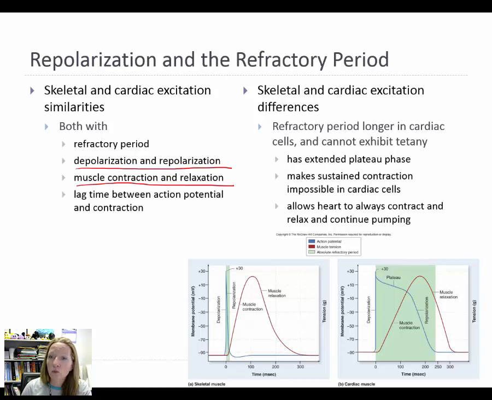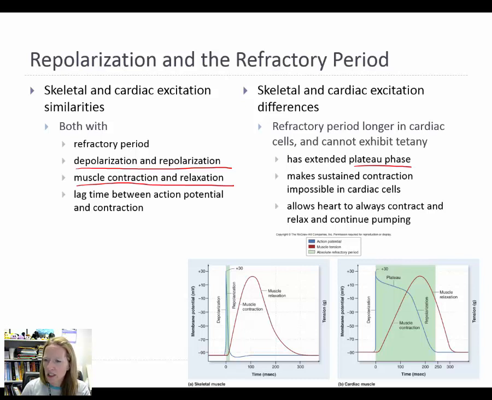However, what causes them is going to be very similar, with the sodium and the potassium. But remember one thing that cardiac muscle had was that plateau phase, because you have some slow voltage gated sodium channels that are opening up at the same time. They both have a refractory period. We're going to take a look at that here in a second. And they are both going to have a lag time between the action potential and contraction.